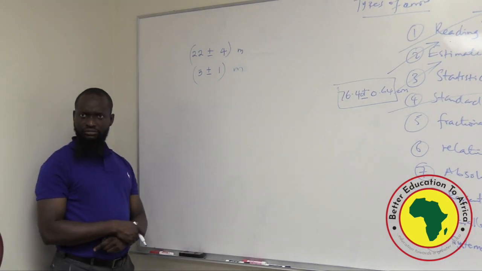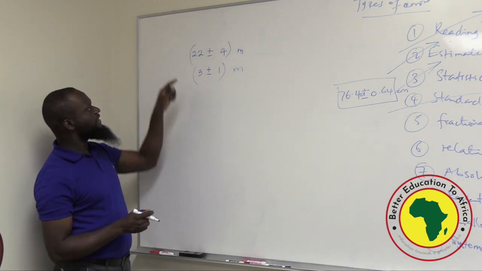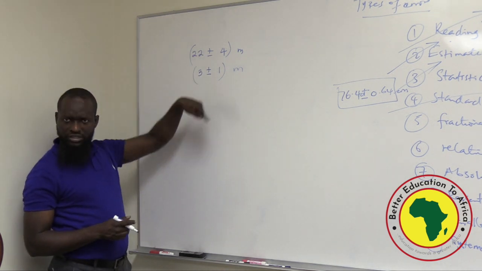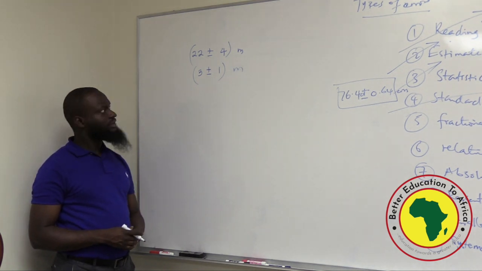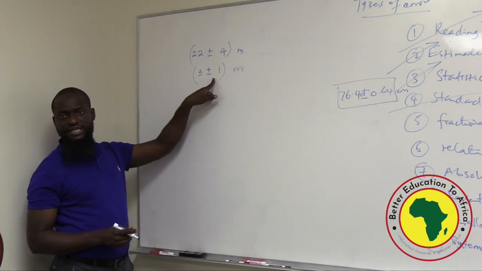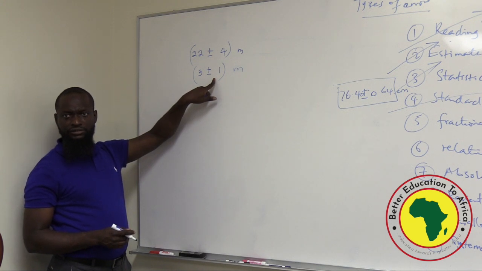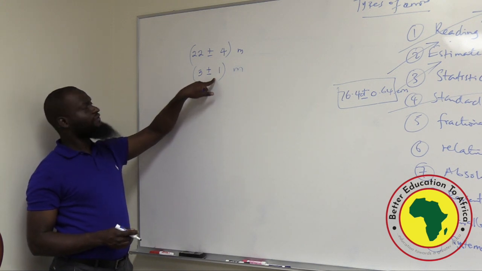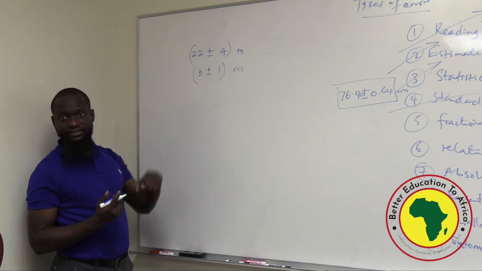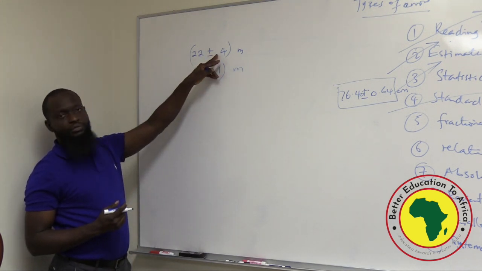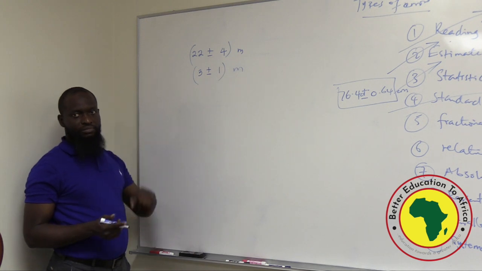Now, which of these readings has the highest error? What do you think? Which of them has the highest error? The first or the second? The second one. You think this one has the highest error? Oh, no, the first one. Okay. So you think the first one has the highest error because the error part is 4, bigger than 1. Okay. But now let's look at this.